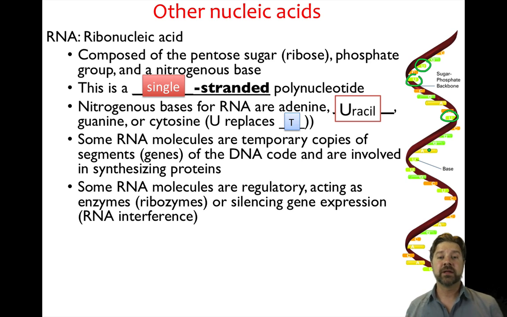Some RNA molecules are what we call regulatory, acting as enzymes, facilitating some chemical reaction to happen, or possibly silencing gene expression. So sometimes genes will be expressed fully in an organism, and often they'll be quieted down by certain RNA molecules that will provide interference for that expression.